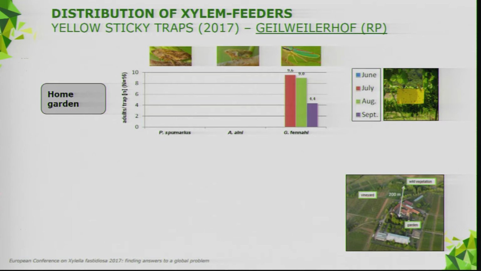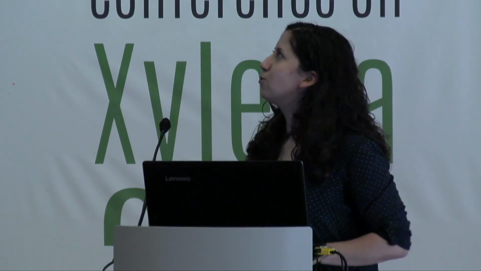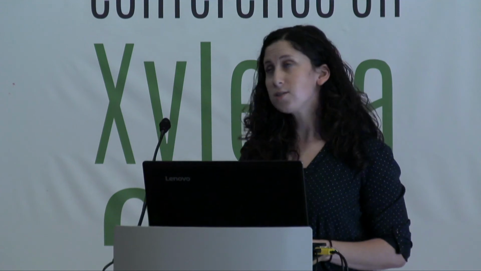If we come back to our example of location Geilweilerhof, we can see the distribution of the xylem feeders within a habitat type. Visualized is the mean number of caught adults per yellow sticky trap. In this home garden, we could only find the species Graphocephala fennahi, which was present from July. Here you can see only 3 species, for example, and we do not show all. On the wild vegetation nearby, we found all these 3 species, whereas in the vineyard we only found Philaenus.